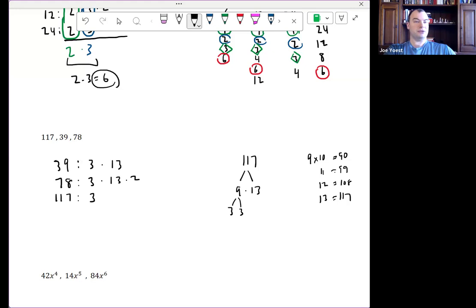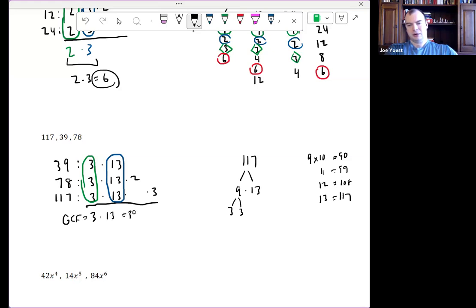So 117 has a first factor of 3. It has a factor of 13. And then it has a second factor of 3. And I noticed that the first factor of 3 column is represented in all 3 of our factors here. The factor of 13 column, that's represented in all 3 of them as well. The factor of 2, well, it's in the 78, but not the 39 or 117. It's not common to all of them. The second factor of 3 is also not common to all of them. We only have a second factor of 3 in 117, not in the other two. So my GCF is 3 times 13, or 39.